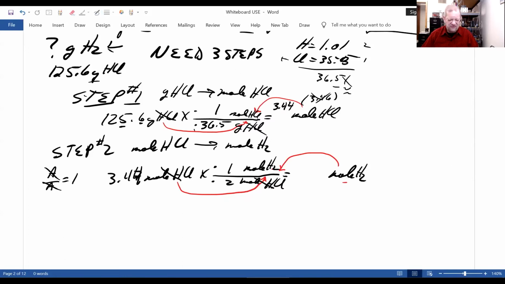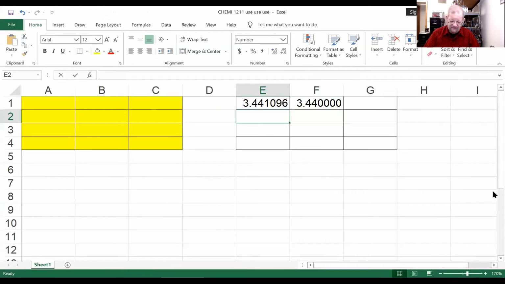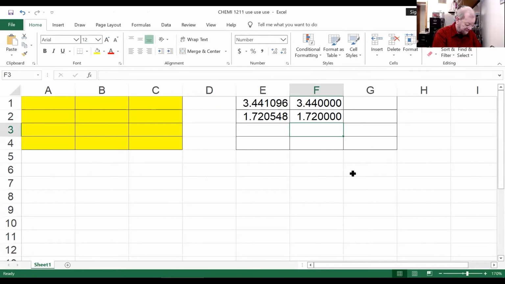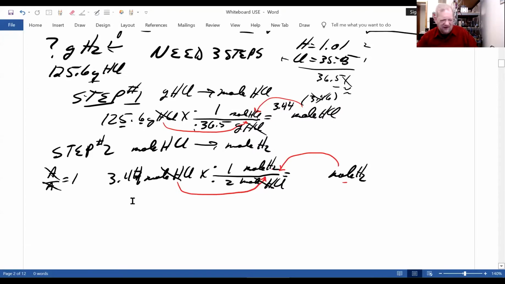And now I can go to my spreadsheet and keep an eye on me. I made one mistake already. And notice I get 1.72. And now I'll go back, and it should be 3 significant figures. Dr. White gets in that rut. 1.72 moles of hydrogen. Am I done? No, because I'm trying to get 2 grams of hydrogen.